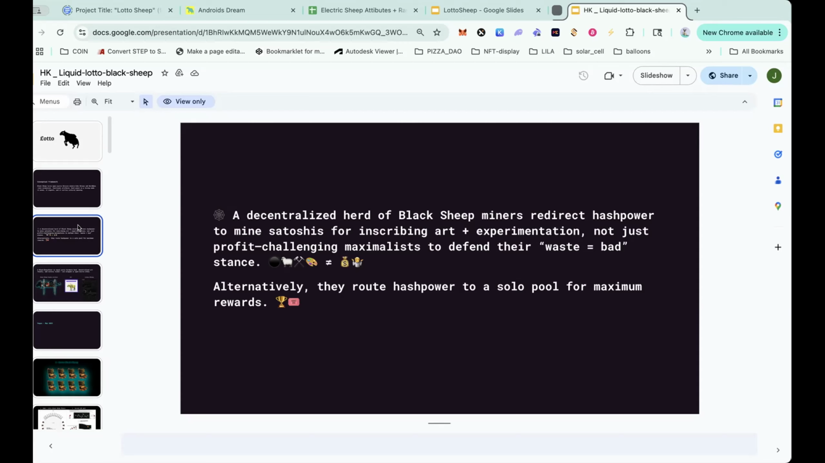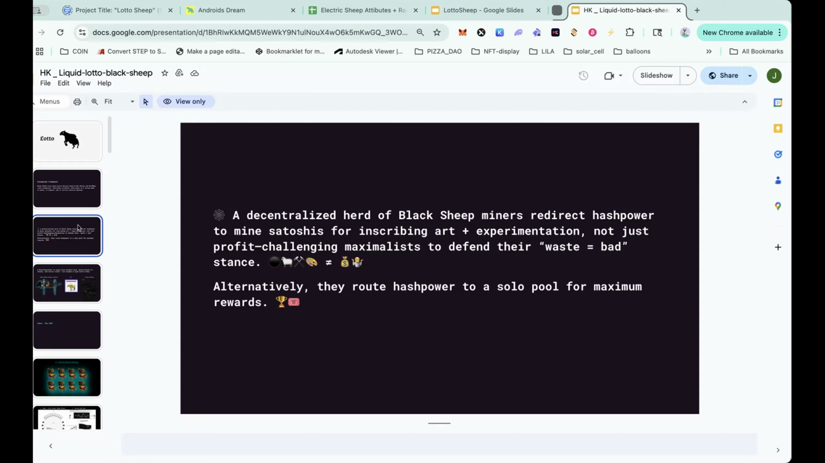You can mine either fractions of a Bitcoin, or alternatively you can route hash power to a solo pool for maximum rewards. That means you take a little piece of open source hardware that sits in your house and aim it at a mining pool, and you have a chance of winning the lottery, meaning you win the block reward. The block reward is a consensus mechanism that happens every 10 minutes or so, and each time you have a chance of winning 3.12 Bitcoin.